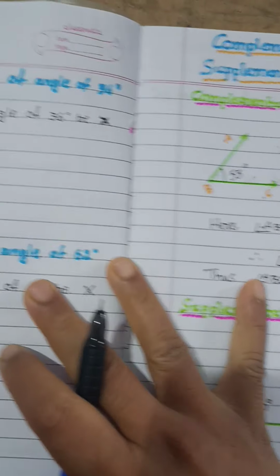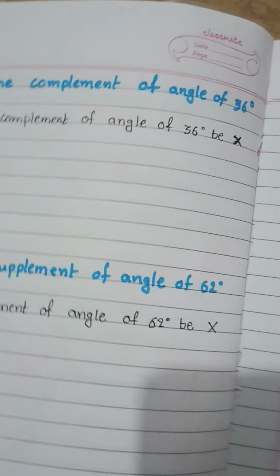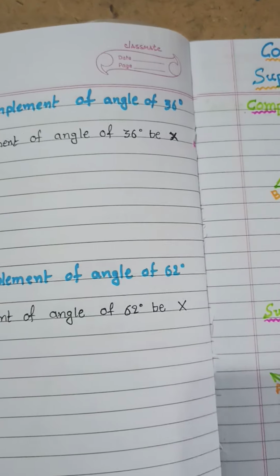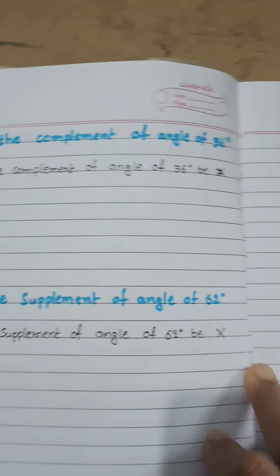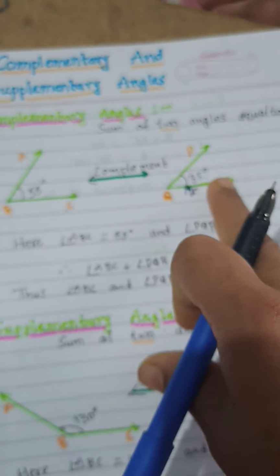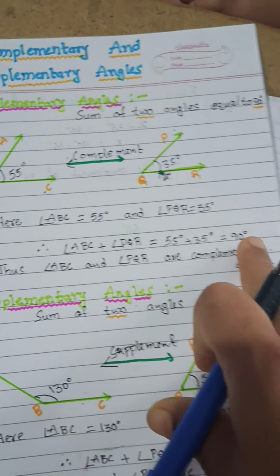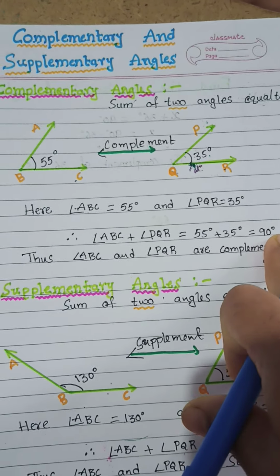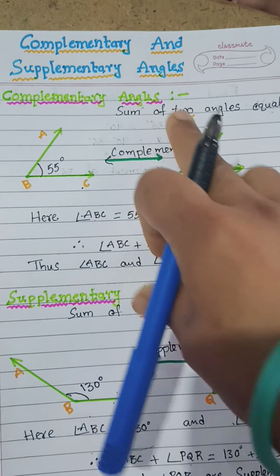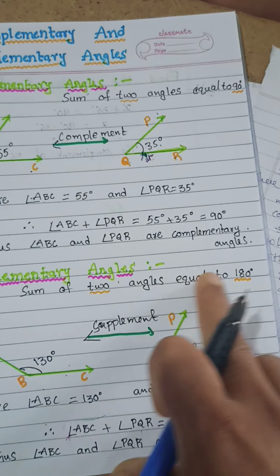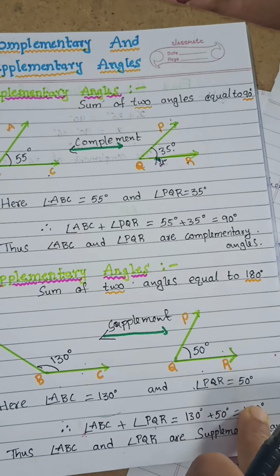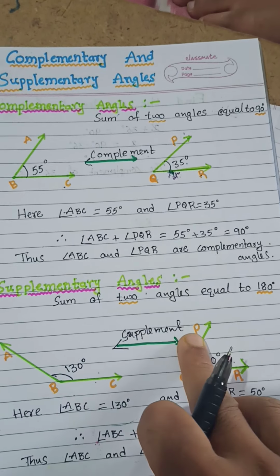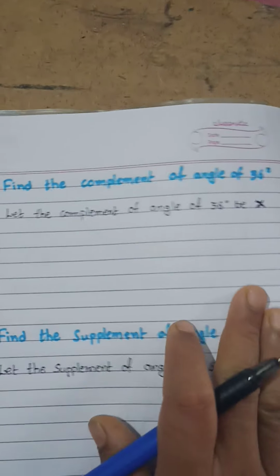Now let us solve these two problems on this concept. Complementary means the sum of two angles is equal to 90 degrees. Those angles are called complementary angles. Supplementary means the sum of two angles is equal to 180. Such angles are called supplementary angles.